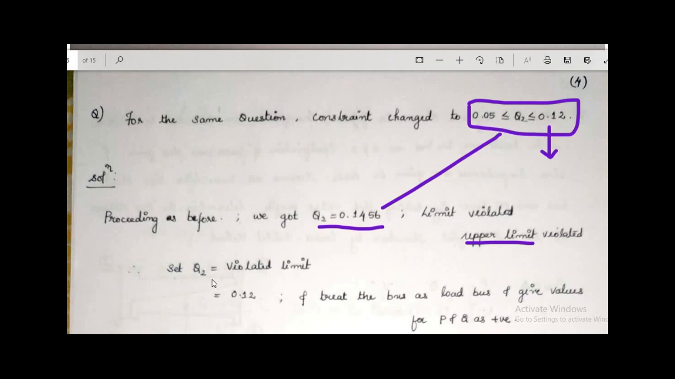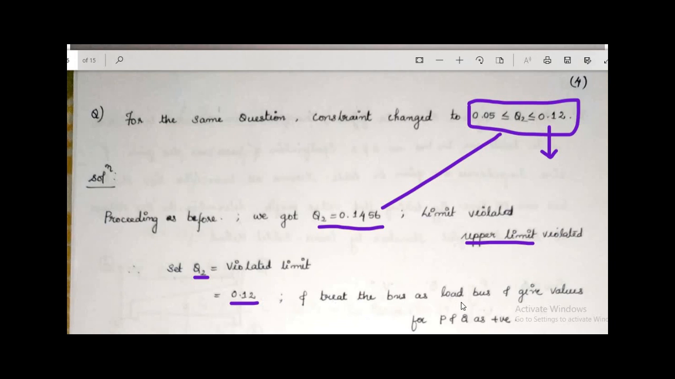So what should you do? You have to substitute the reactive power equal to the violated limit. What is the violated limit? 0.12 is the violated limit. So you have to substitute Q2 equal to 0.12. Now, what is the next thing you need to do?